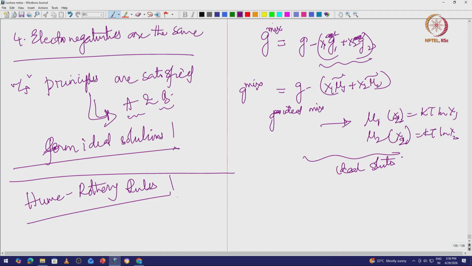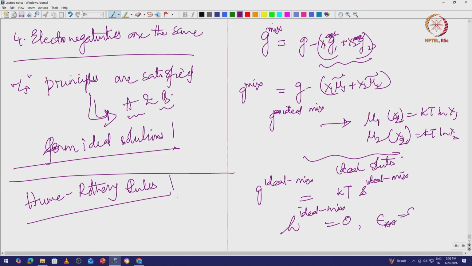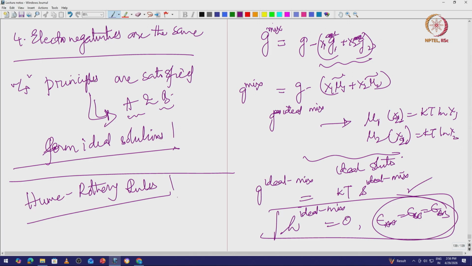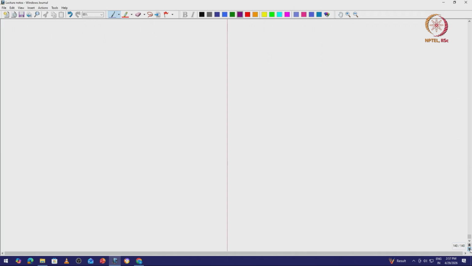In an ideal solution we sort of said that G ideal mix is nothing but minus T times S ideal mix, everything comes from entropic mixing. The enthalpic mixing H ideal mix is 0, and that is illustrated by the fact that epsilon AA equals epsilon BB equals epsilon AB. So, it does not give me any advantage in mixing or not mixing. So, enthalpically there is no advantage, entropically there is an advantage in mixing. So, ideal solutions do mix with each other. Okay.